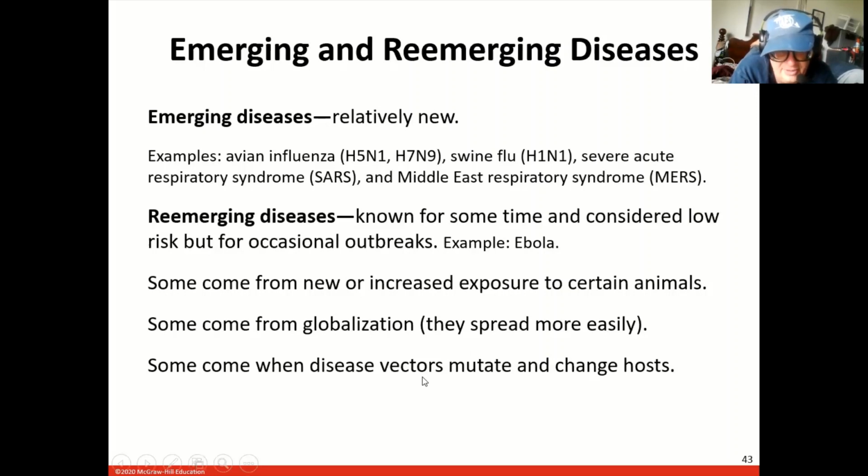And it says some things come when disease vectors mutate and change hosts. That's exactly how we appear to have gotten COVID-19. There are lots of coronaviruses. I hate when people act like the only coronavirus is the one that's causing the current pandemic. But the fact of the matter is, it's closely related to coronaviruses that have been found in wild animals, pangolins and bats. And we think it probably mutated.